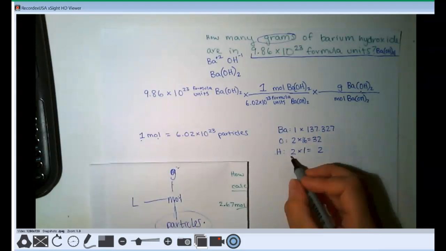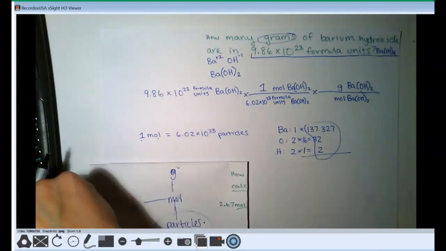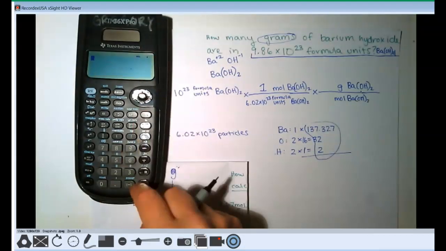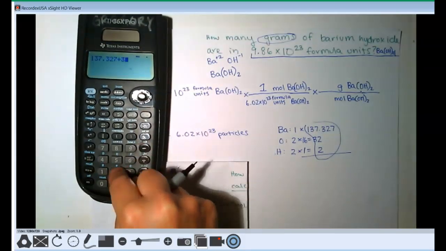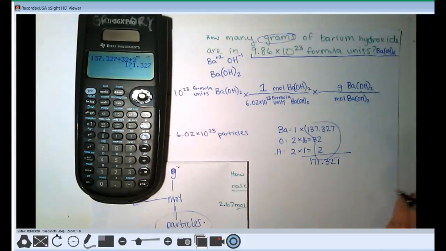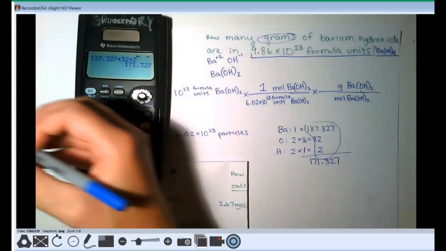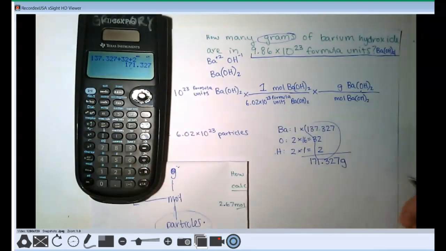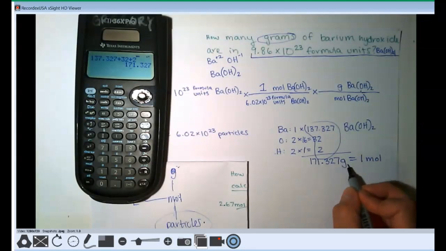So that gives us 2. 2 times 1 is 2. Then if I add up these three numbers over here, let's see, 137.327 plus 32 plus 2 gives me 171.327. And now let's just think real quick. This is a number of grams because this came from our periodic table, and all those molar masses are numbers of grams. So that's the number of grams that's equal to 1 mole of barium hydroxide. So for barium hydroxide, there are 171.327 grams equal 1 mole.